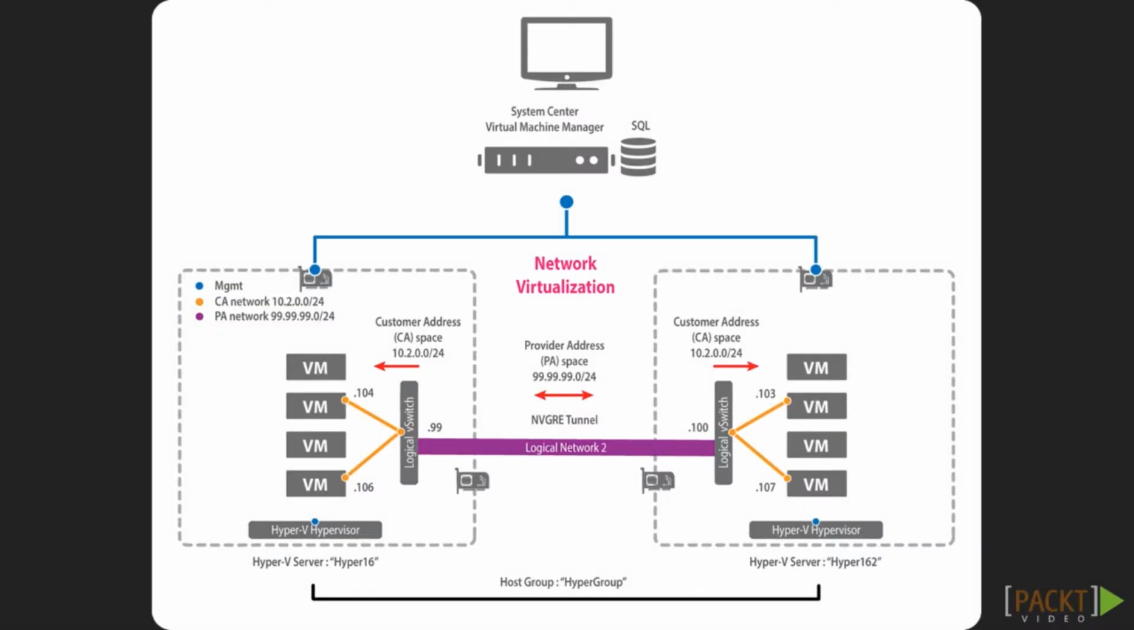If you look at the network diagram containing the Hyper-V servers we've been using, we have designed a network that uses Windows Network Virtualization and Hyper-V Network Virtualization. At this point, we will create a logical network, number 2, and have a VM network using customer IP address space 10.2.0.0 that spans Hyper-V hosts and that is tunneled through the provider address IP space 99.99.99.0.